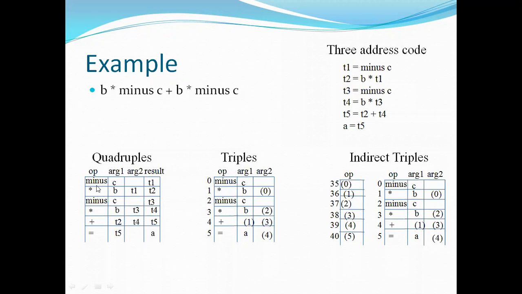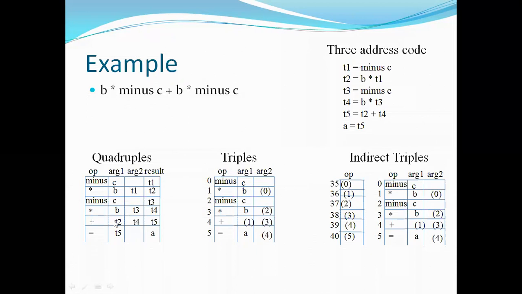Minus C, say minus C, and star B gives T1. Instead of writing T1, the temporaries are avoided here, right? So instead of writing T1, what am I writing? Referring to the pointer in the symbol table. What does it mean? For statement number 0, the resultant is T1, right? So instead of T1, I am using 0. And minus C, and here B, T3. T3 was stored with statement number 2, right? So I am using 2 here.